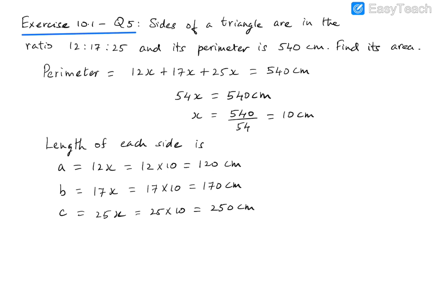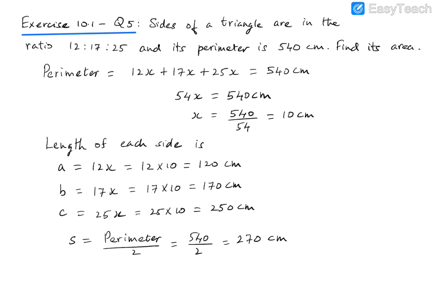So now we have the lengths of each of the sides of the triangle, and for Heron's formula we need to calculate S, and we know that S is the semi-perimeter, which is nothing but the perimeter divided by 2. So we are given the value of the perimeter as 540, so perimeter by 2 is 270 centimeters. Okay, so we have now got the values of S and the three sides A, B and C. We can now apply Heron's formula and calculate the area of this particular triangle.